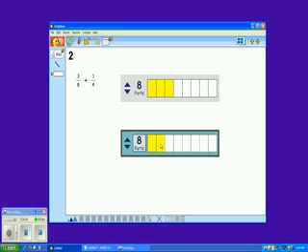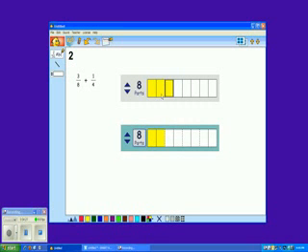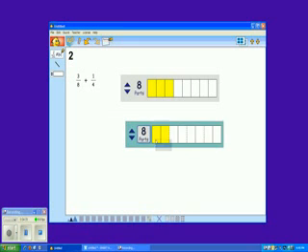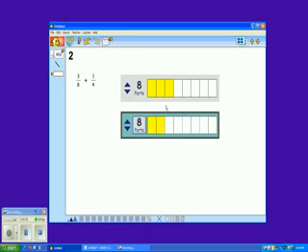So I can take these 2/8 and mentally move them up here with these. So if I have 2/8 down here, I'll just fill in 2 more up here.